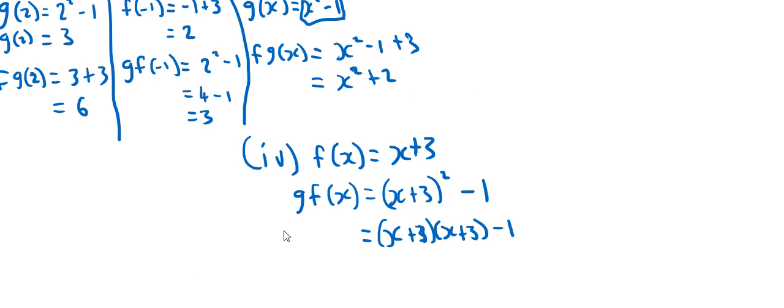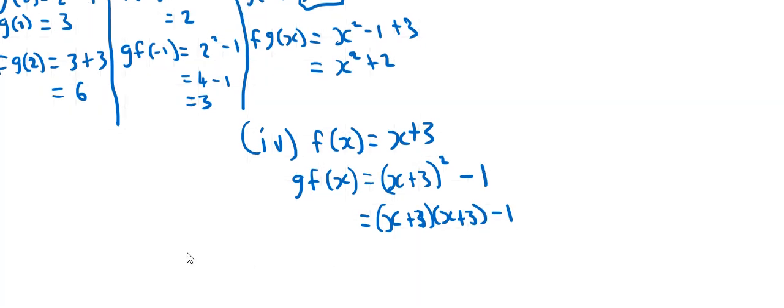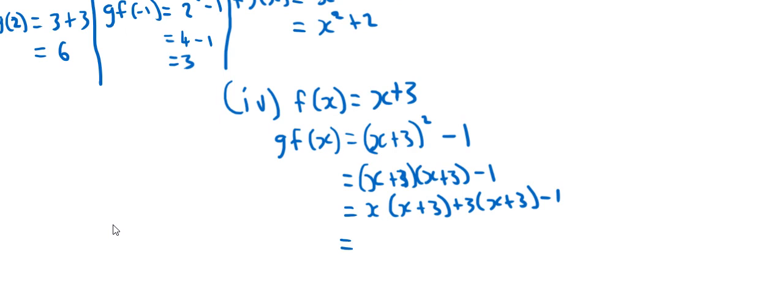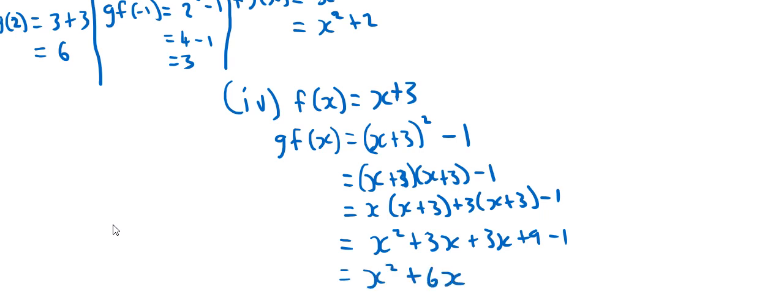minus 1. And then if I multiply out these brackets, so you might have learned it in different ways, you're going to split up the first bracket. Minus 1, so this is just expanding our double brackets and simplifying your answer. So x multiplied by x is x squared. x multiplied by 3 is 3x. 3 multiplied by x is 3x. And 3 multiplied by 3 is 9, minus 1. So we get x squared plus 6x plus 8. So that would be g of f of x then.